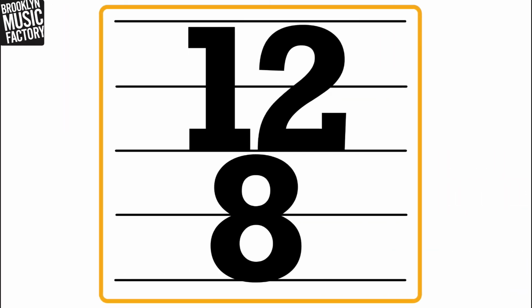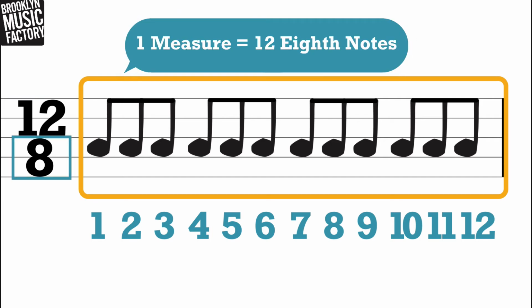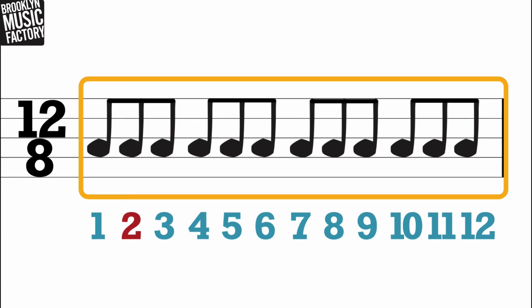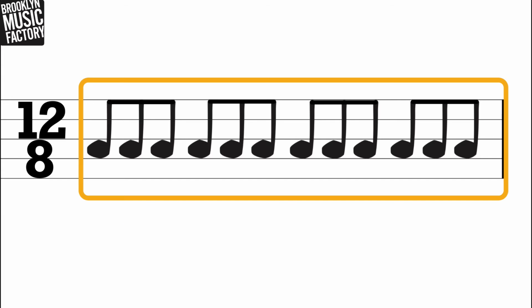Now let's look at 12/8. One measure equals 12 eighth notes. We could count 1, 2, 3, 4, 5, 6, 7, 8, 9, 10, 11, 12. Although that's certainly a mouthful, and it gets a little hard to say at faster tempos.